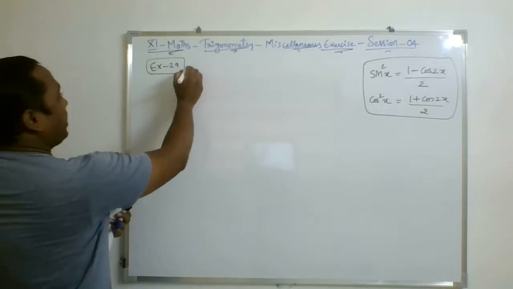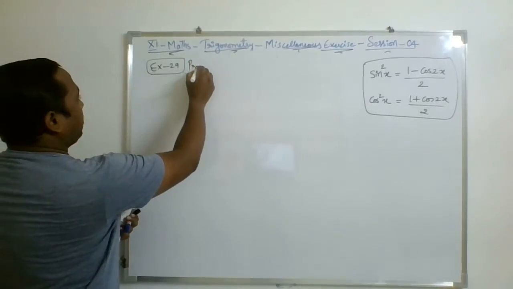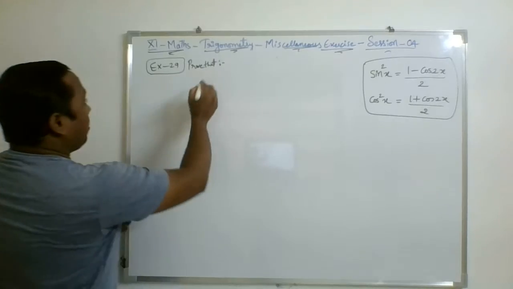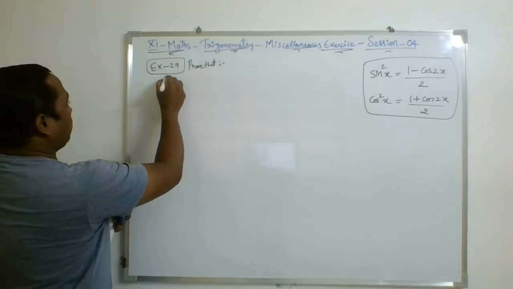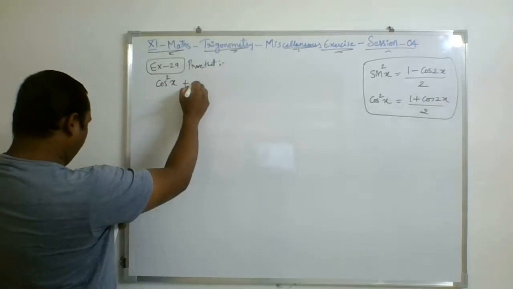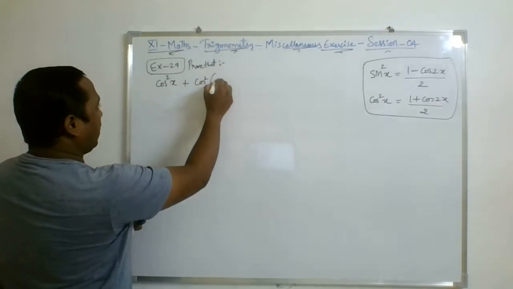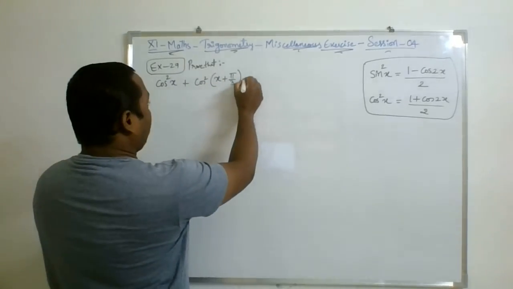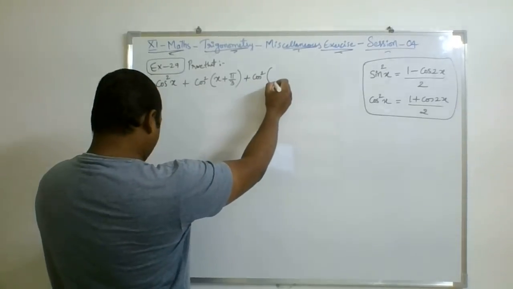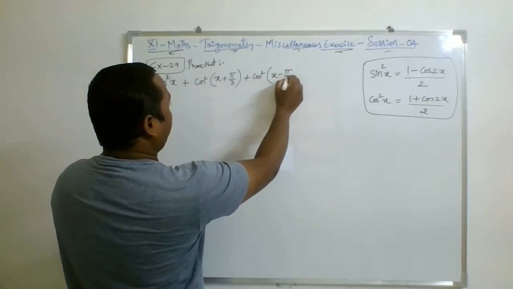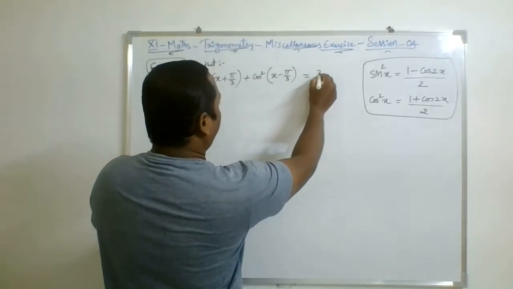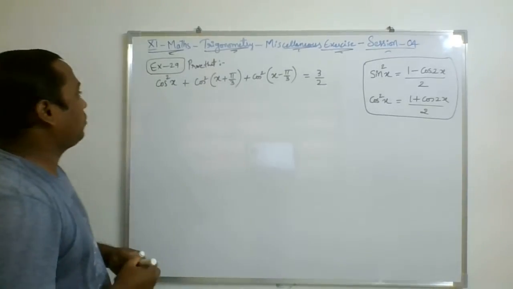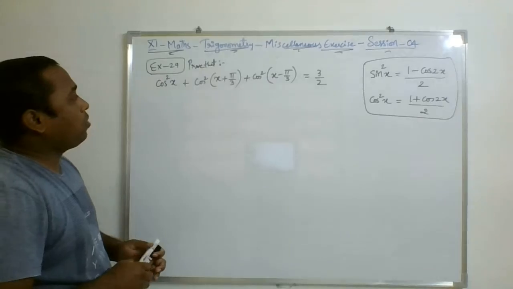What is that? First I am writing the question here. Prove that cos square x plus cos square of x plus pi by 3 plus cos square of x minus pi by 3 is equal to 3 by 2. Right. Now see, how can I start?